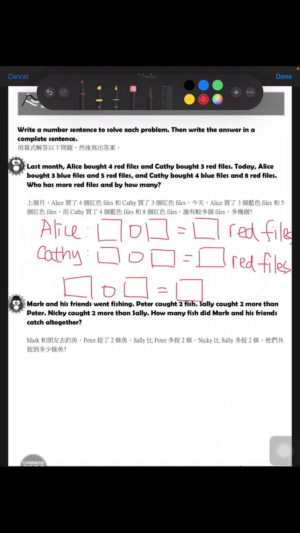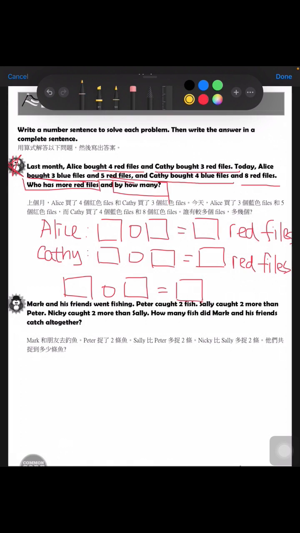Hi kids, so let's start our lesson by doing page 1, our question. Last month, Alice bought 4 red files and Kathy, another girl, bought 3 red files. So they both got some red files. Today, Alice bought 3 blue files, this time a different color, and 5 red files again. And Kathy bought 4 blue files and 8 red files too. So the question asks, who has more red files and by how many?